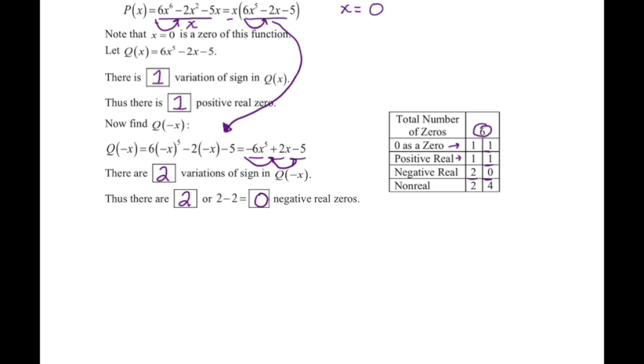We then can find the non-real. Knowing that we're adding to 6, we can subtract. If we have 1 zero as a zero, 1 positive, so there's 4, minus 2 for the negatives would leave us with 2 non-real. And then similarly, the other column here, we would have for sure 1 zero as a zero, 1 positive real zero. If we had 0 negative real numbers, then we would end up with 4.